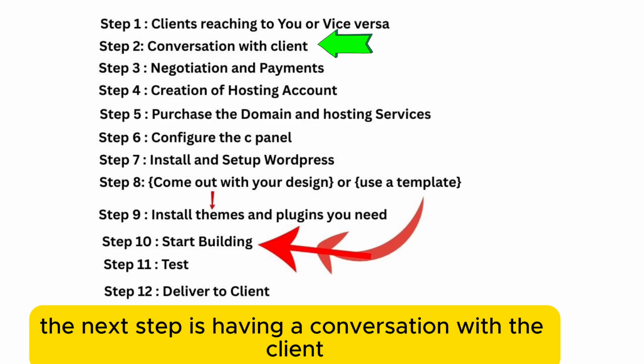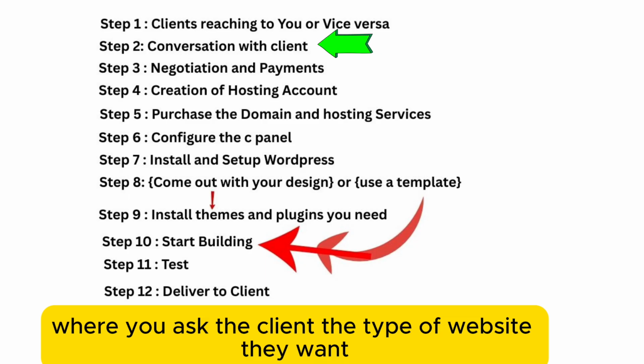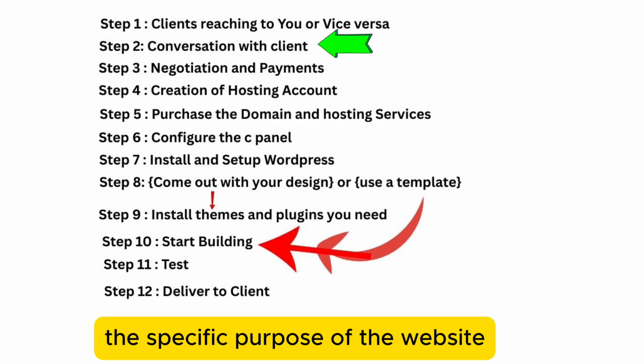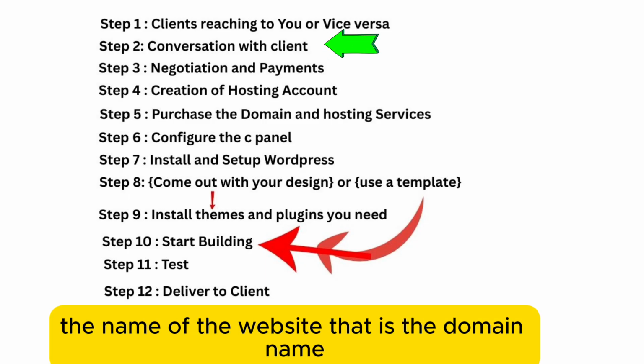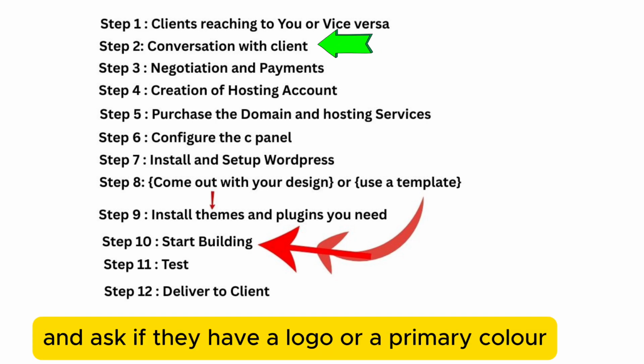The next step is having a conversation with the client. It could be a call or via text messages where you ask the client the type of website they want, the specific purpose of the website, the name of the website, that is the domain name, so that you can check if it is available or not, and ask if they have a logo or a primary color.